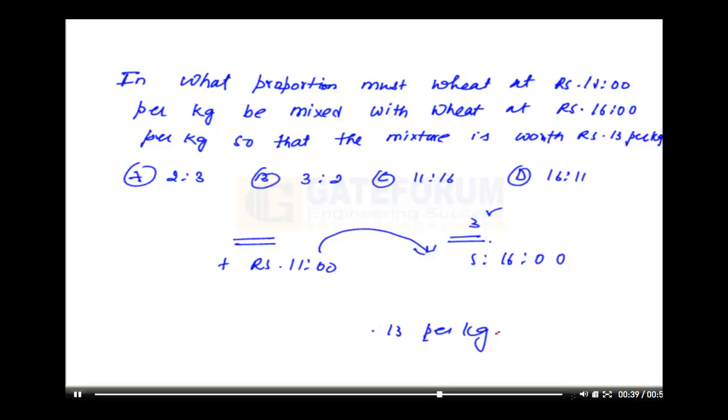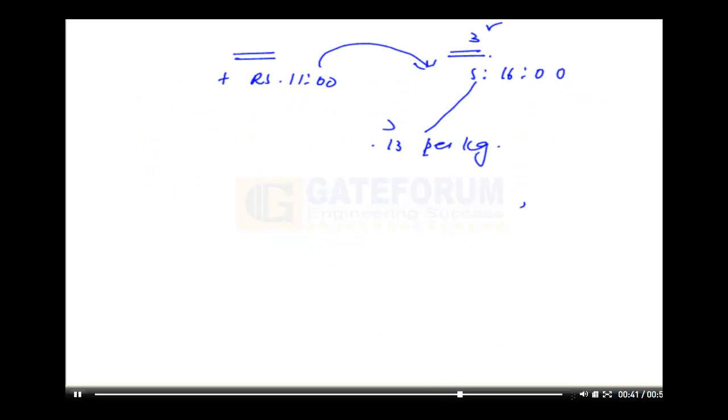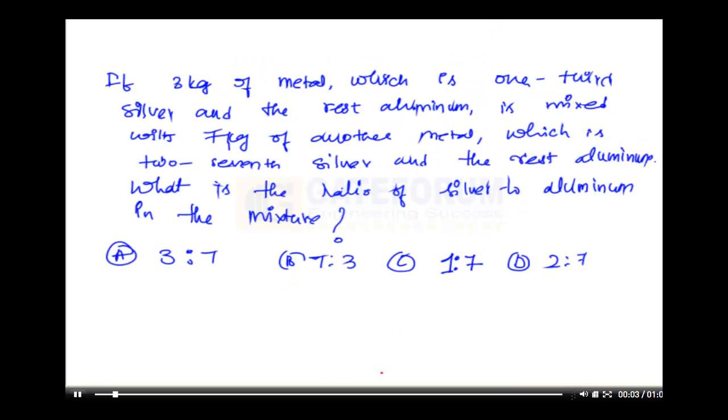Now in alligation method, it's nothing but just subtraction. So 16 minus 13 will be 3 and 13 minus 11 will be 2. So the required ratio is nothing but 3:2, which is option B. 1/3 silver and rest aluminium is mixed with 7 kg of another metal, which is 2/7 silver and rest aluminium. What is the ratio of silver to aluminium in the mixture?